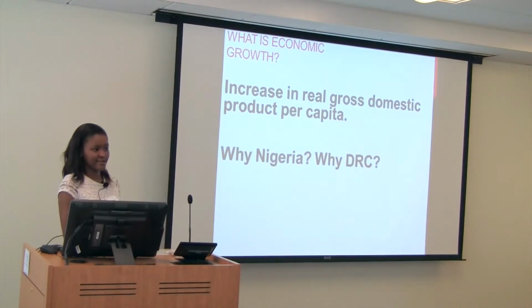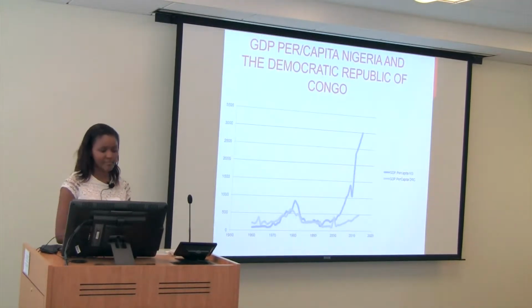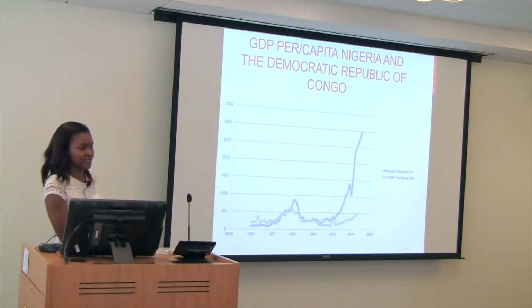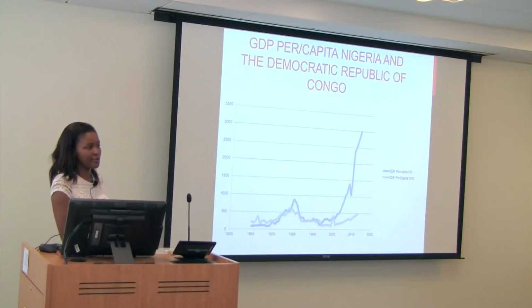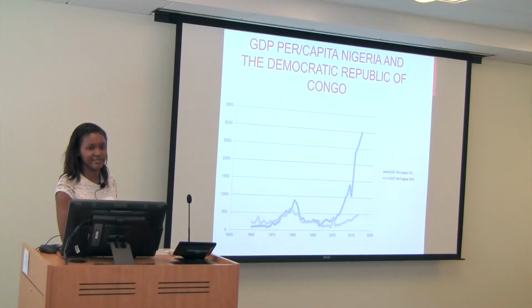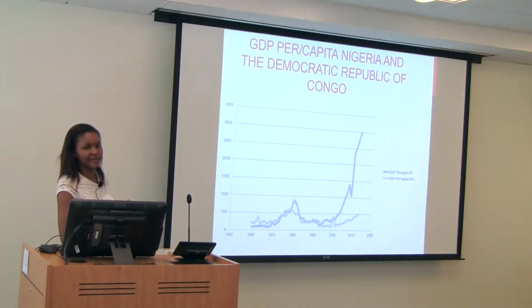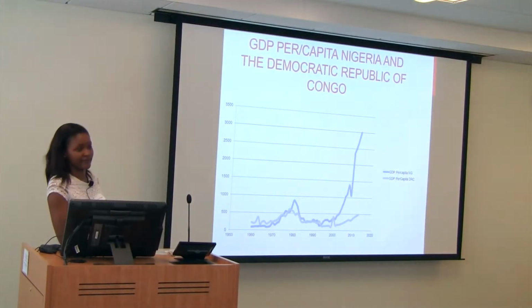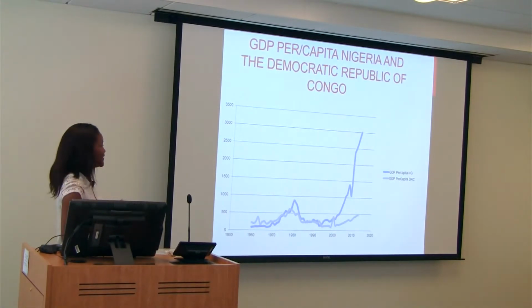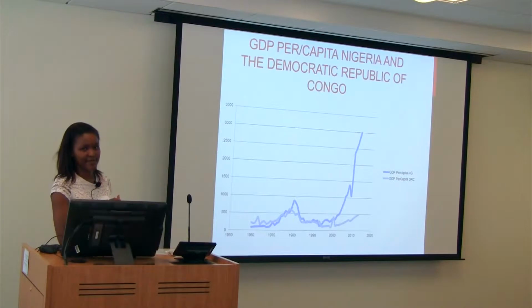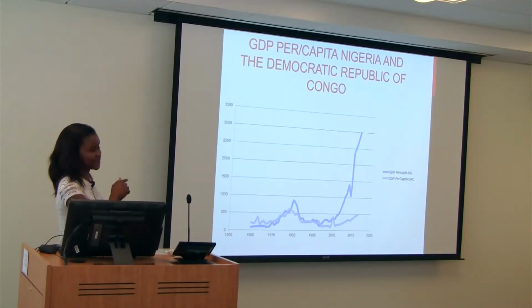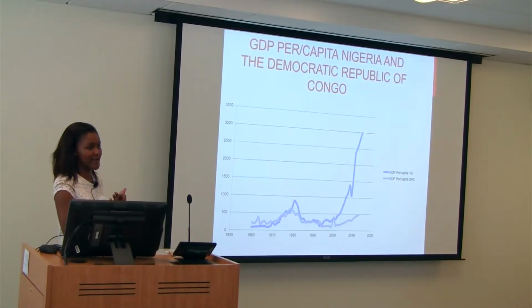Why have I chosen to study Nigeria and the DRC? Most African countries, just like Nigeria and the DRC, have started out with similar origins, histories, institutions, government systems, but somewhere along the line, some countries are growing economically, experiencing phenomenal economic growth, while others still lag behind. So the question is, why do gaps like this exist between countries like Nigeria and the DRC?